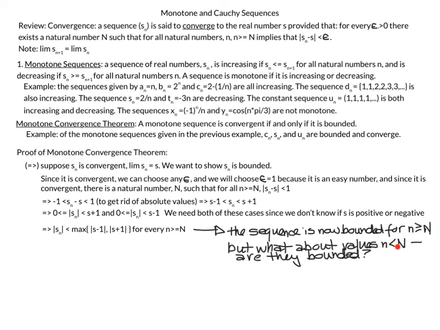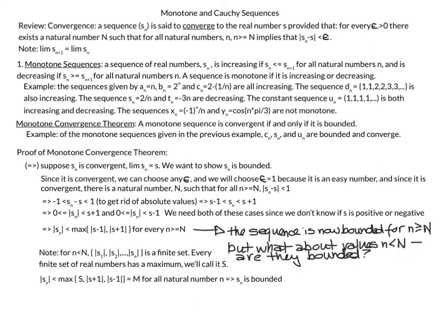But what about the natural numbers less than capital N? Are they bounded? We are going to use the fact that Sn up to this little n is a finite set. Sn doesn't have to be finite, but once we choose a capital N, then we have a finite set. And every finite set of real numbers has a maximum. We'll call that maximum capital S. So now we're going to have the bound of the absolute value of Sn as the max of S, the absolute value of s plus 1, and the absolute value of s minus 1. And we're going to call this maximum M for all natural numbers.